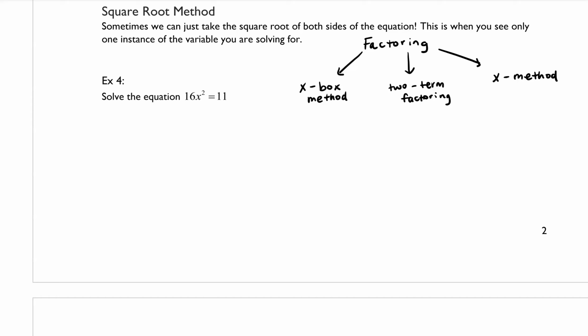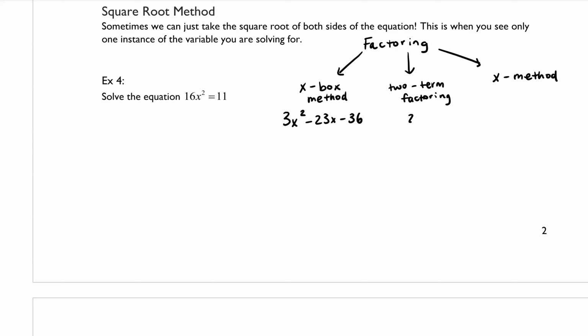So for the X box method, we use that when we have all three terms available and the a value is equal to something other than 1 or -1. So for example, if we had 3x squared minus 23x minus 36, if we were trying to factor that expression, then we would use the X box method.